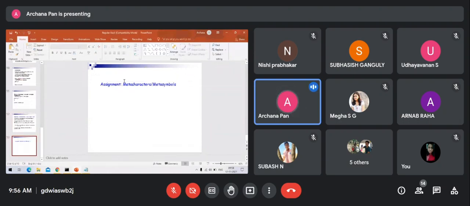Can you Google and check this one? Meta. What is the meaning of it? It is a part of regular expression. What is the meaning of meta character?